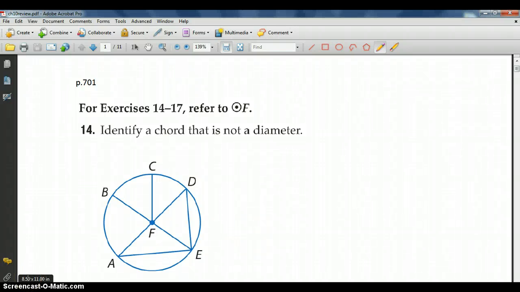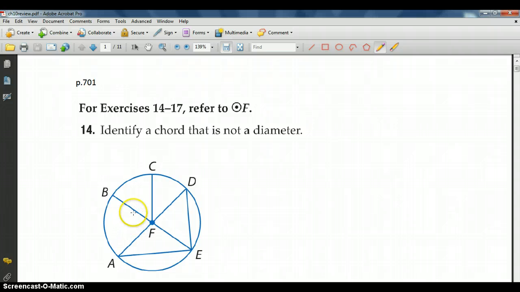Okay, these are review problems for Chapter 10, and we're starting on page 701, number 14. Identify a chord that is not a diameter for circle F. So here we have circle F. A diameter is just a chord that goes through the center of the circle, so AD is a chord that is the diameter, BE is a chord that is the diameter.